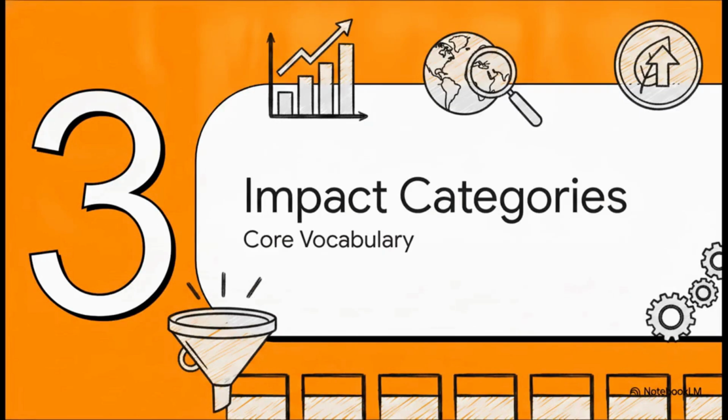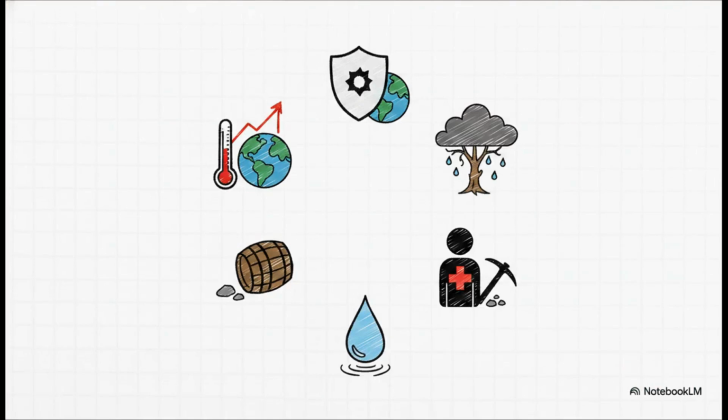Now for part 3, common environmental impact categories. This list is basically the core vocabulary of sustainability reporting. You really need to know these by heart. We translate raw inputs into specific metrics. So climate change uses kilograms of CO2 equivalent. Ozone depletion uses CFC11 equivalent. Acidification uses kilograms of SO2 equivalent to measure potential acid rain. We've also got human toxicity, resource depletion for non-renewables, and water use to track freshwater consumption.